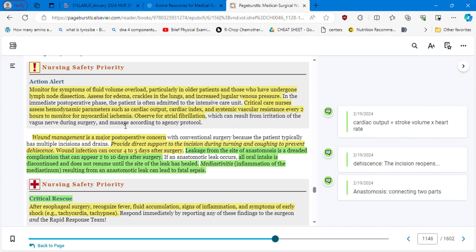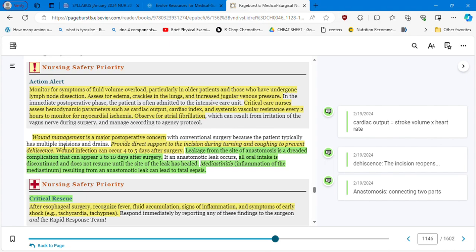Critical care nurses assess hemodynamic parameters such as cardiac output, cardiac index, and systemic vascular resistance every 2 hours to monitor for myocardial ischemia. Observe for atrial fibrillation. What is cardiac output? The formula we know already: stroke volume multiplied by heart rate. That gives you the cardiac output, right? Atrial fibrillation, I think you're going to learn next semester.